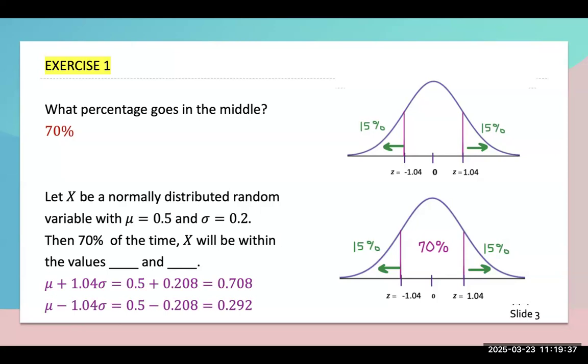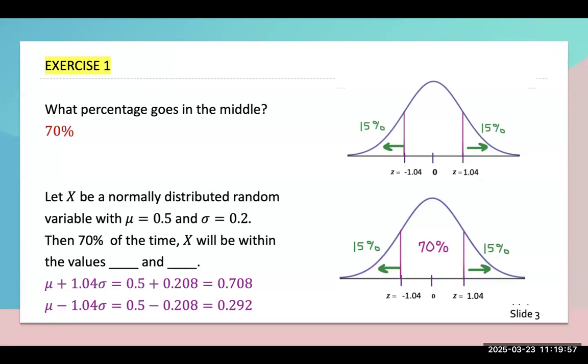Remember that the empirical rule says that one standard deviation from the mean is 68% of the data. But if we go 1.04 standard deviations from the mean, that's 70% of the data. So we want to go just a little bit further than one standard deviation. So we're going to take 1.04 and multiply by our standard deviation.